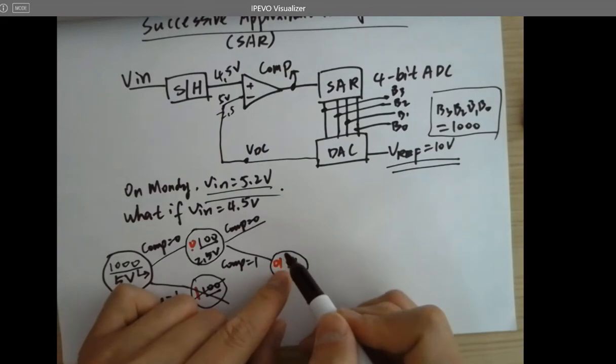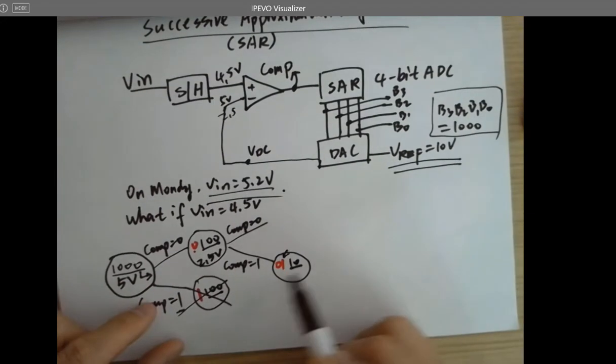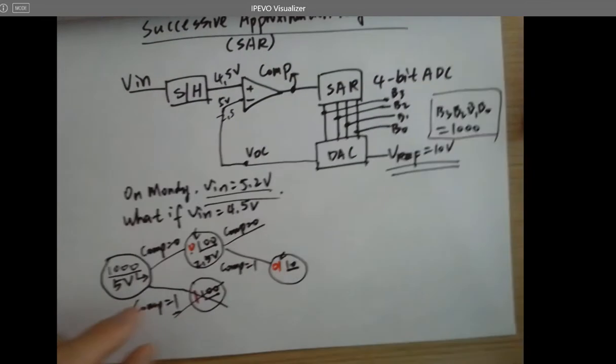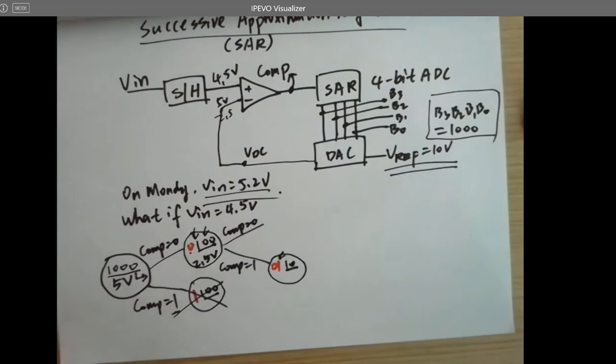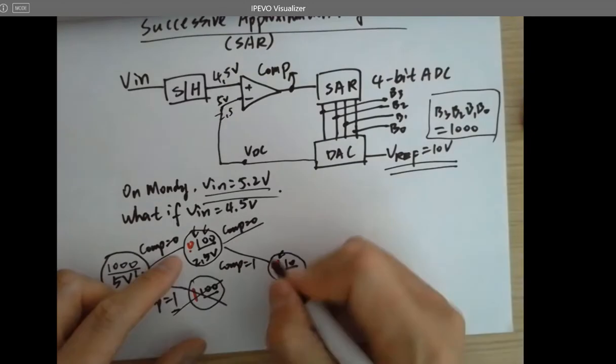So now you plug in the second comp to here, right? So what is this value in analog? This one here represents 2.5, and this one here represents 1.25. So 2.5 plus 1.25 is, what is that? 3.75, right? Yeah.